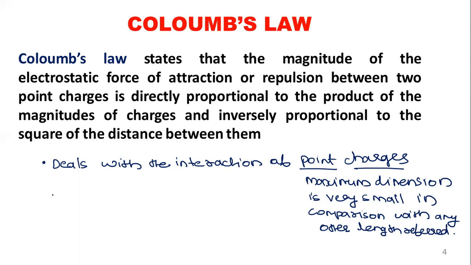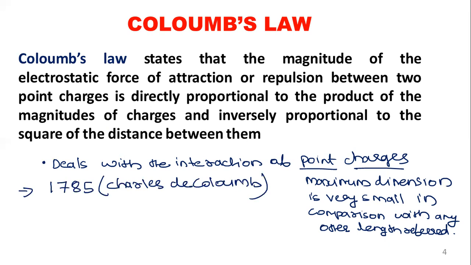And some history behind Coulomb's law. Coulomb's law was found out in 1785 by Charles Augustin de Coulomb. Charles D. Coulomb. So this was found out in 1785. Okay, so now let's see what it states.